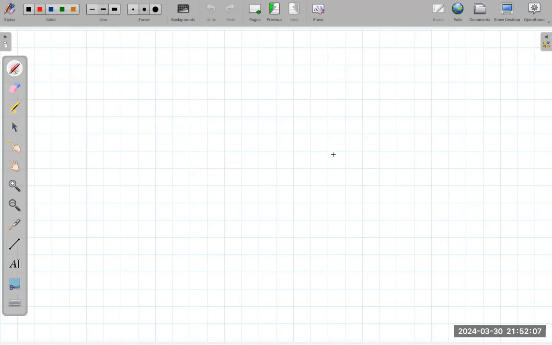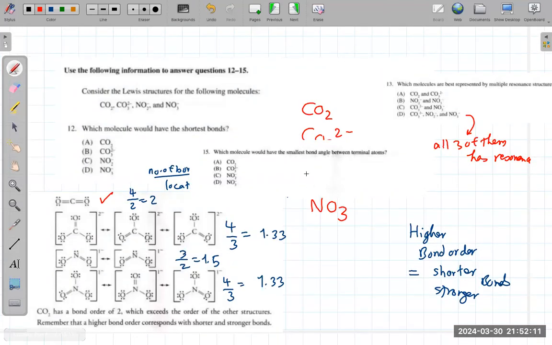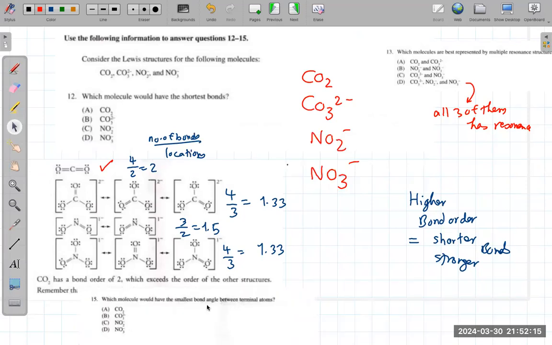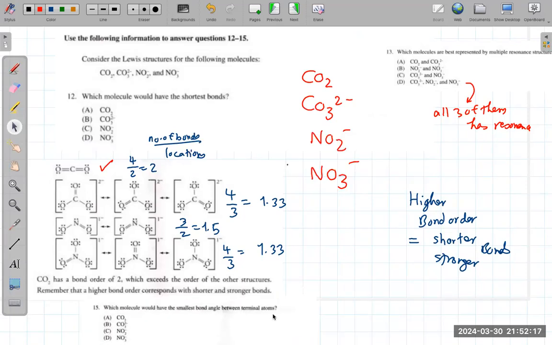Which molecule would have the smallest bond angle? This question is supposed to follow the previous one. Which one has the smallest bond angle between the terminal atoms?